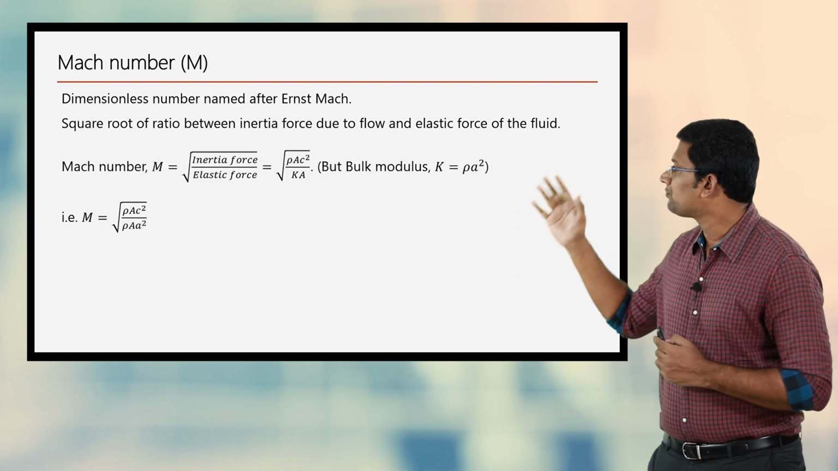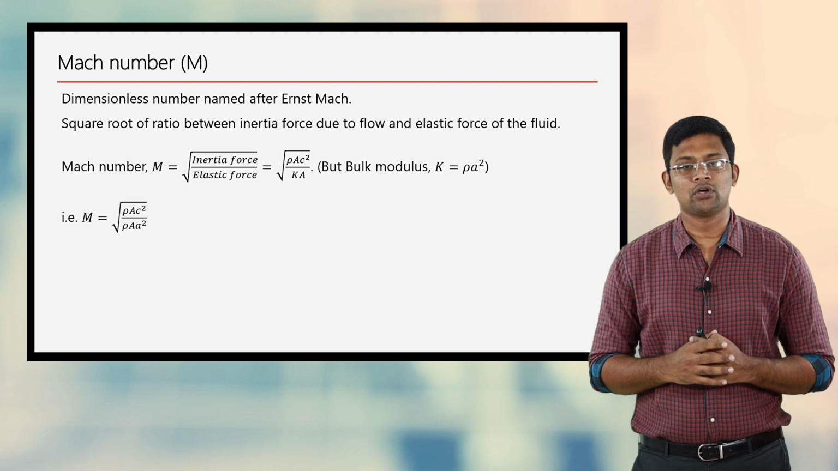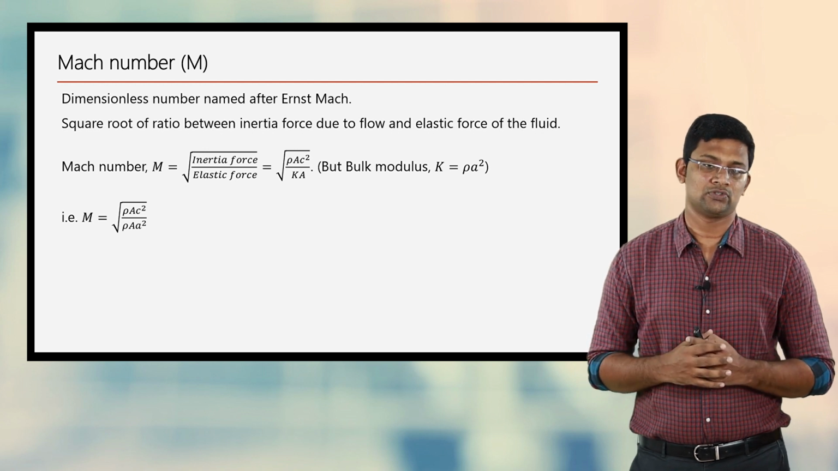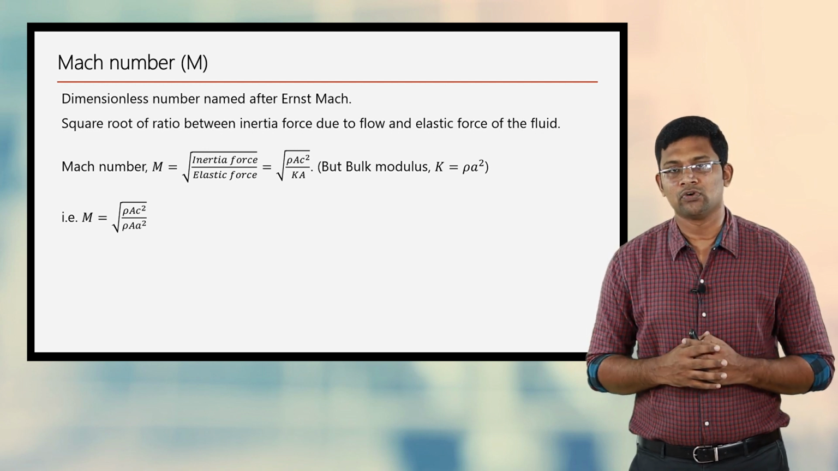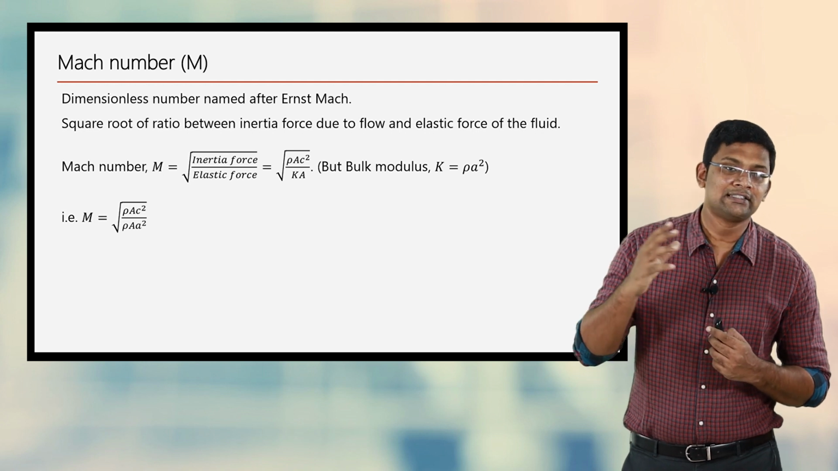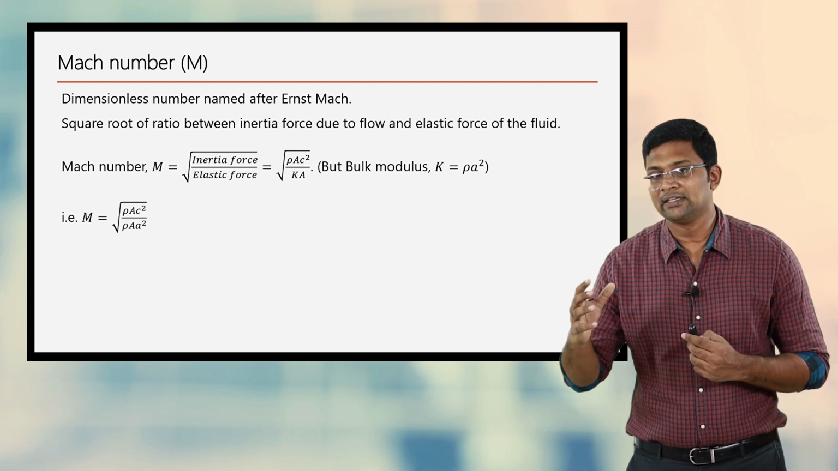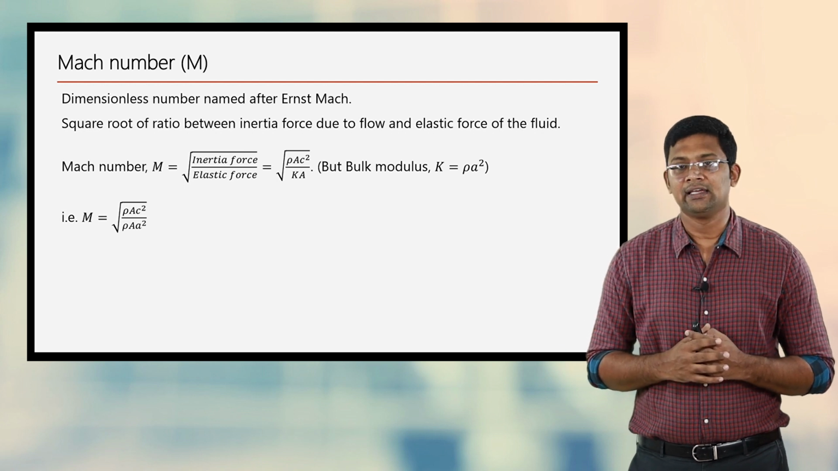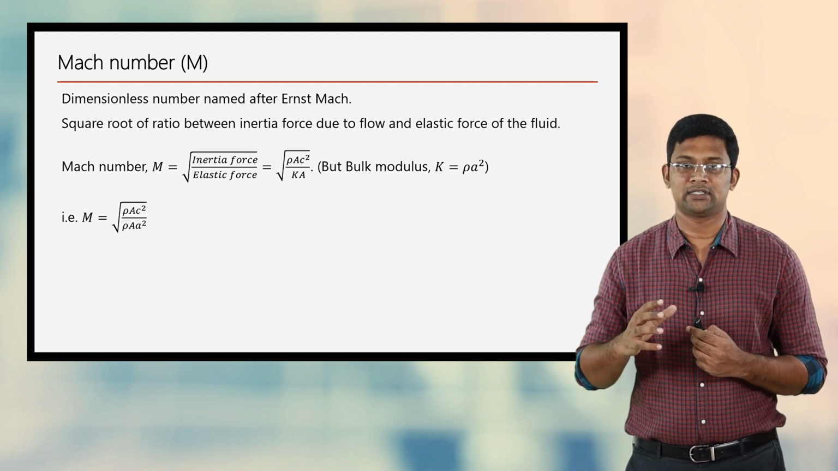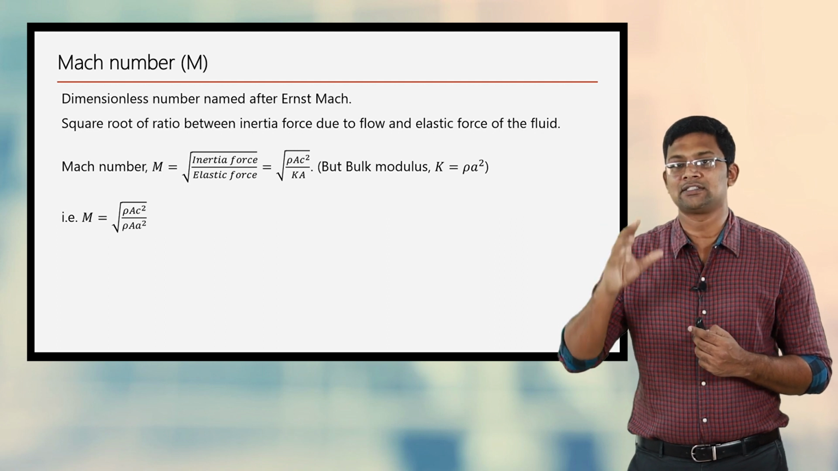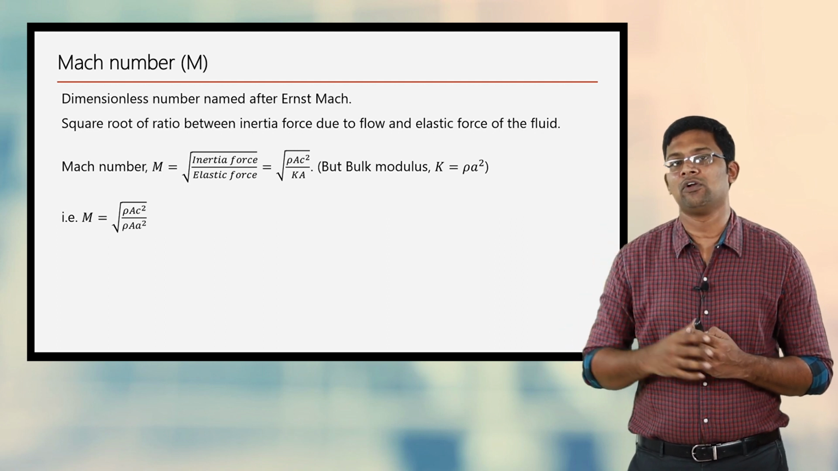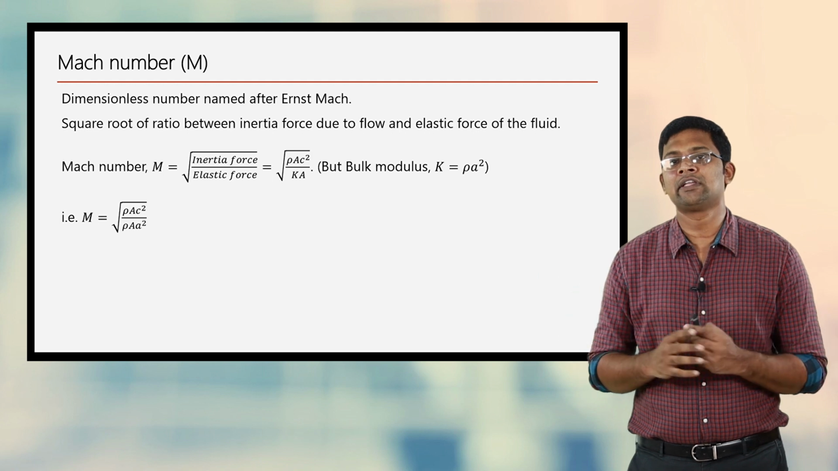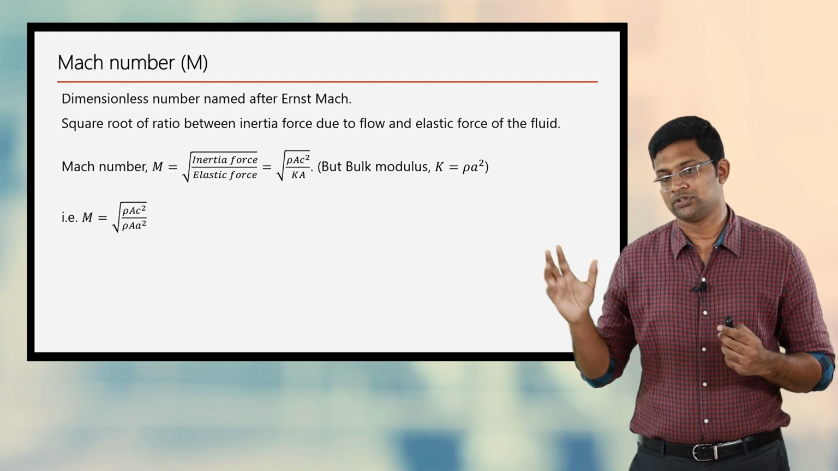So the expression for Mach number M is equal to square root of inertia force by elastic force. The expression for inertia force is equal to ρ A c², where ρ is the density, A is the area of cross section and c is the velocity of the object. So here we have to note that it is not v but c, the velocity. In this subject, the velocity will be notated by c throughout.